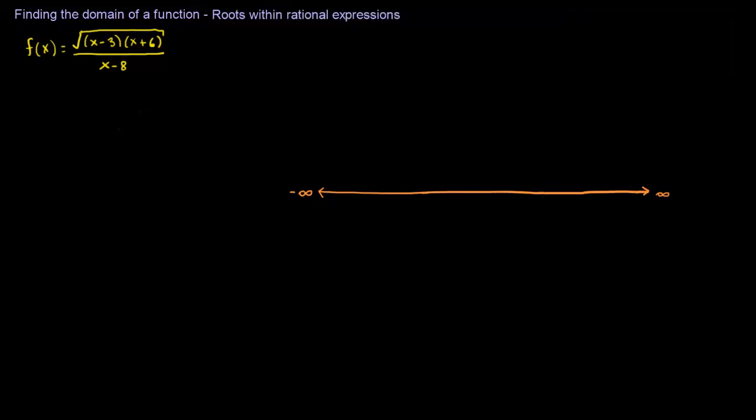I'm going to explain here another video which is just a bit more complicated than the ones before. I have here a rational expression, and I have a root in this rational expression, in the denominator. Let's see how we can work this through.